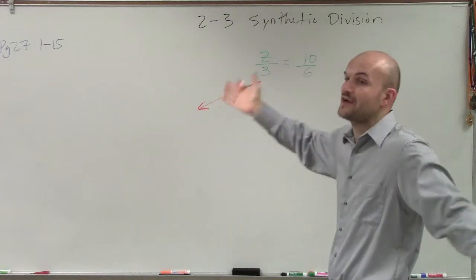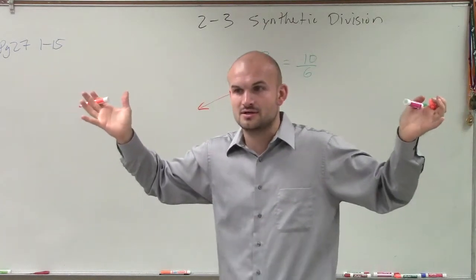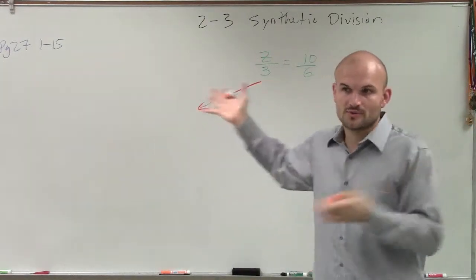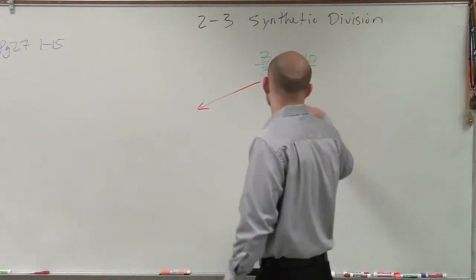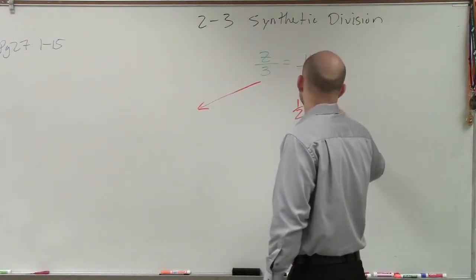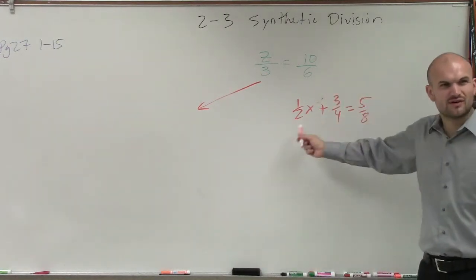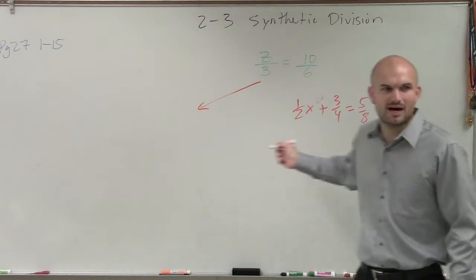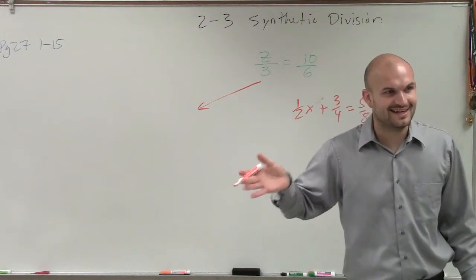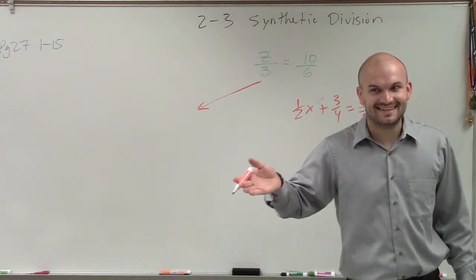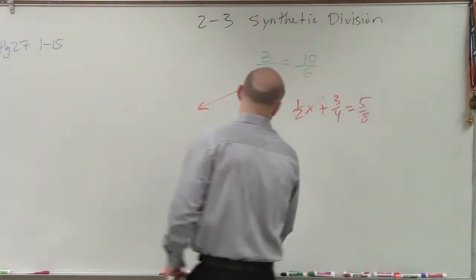If I just had a general equation with tons of fractions, what could I do to get rid of the fractions? Cross multiplying is correct for this, but in general, if I had an equation like 1/2 x plus 3/4 equals 5/8, what could I do to get rid of all these fractions? I have to multiply every term by the LCD, least common denominator.